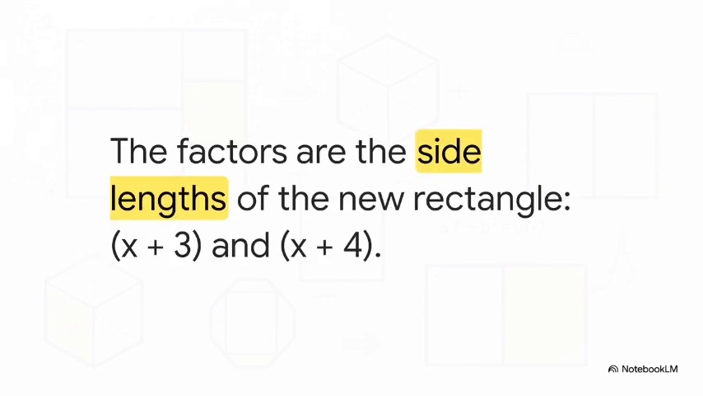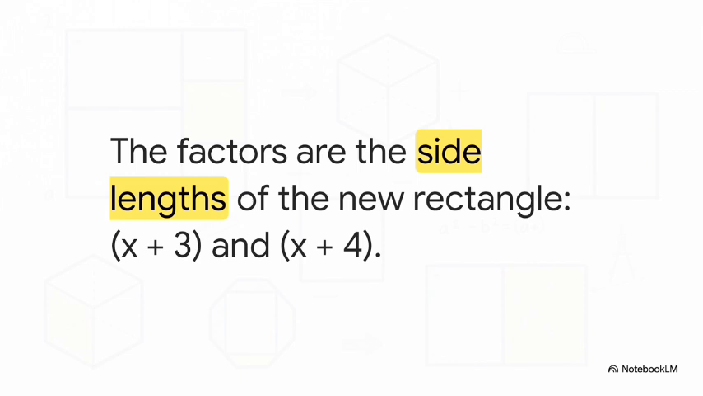Once that puzzle's built, the factors are just the side lengths of the new rectangle, x plus 3 and x plus 4. It reveals itself instantly. You just measure the edges. The top edge is our x length plus 3 unit tiles, so x plus 3. The side edge is our x length plus 4 unit tiles, making it x plus 4.